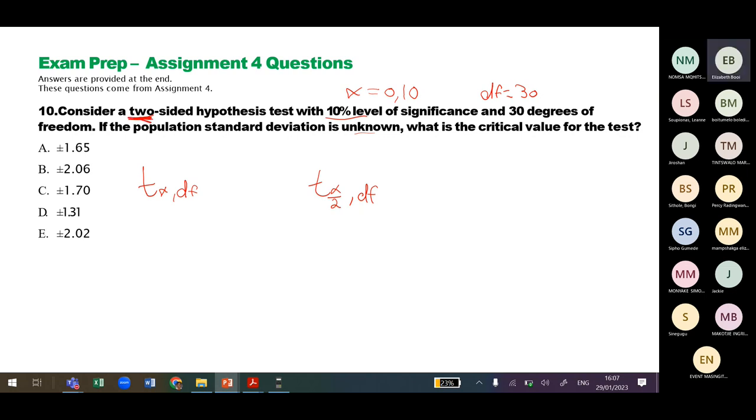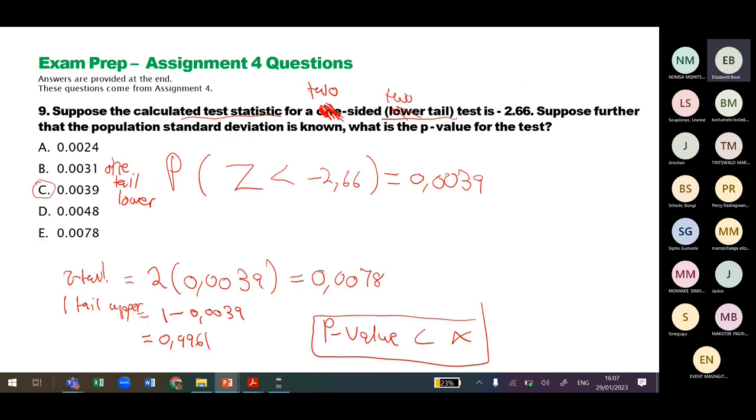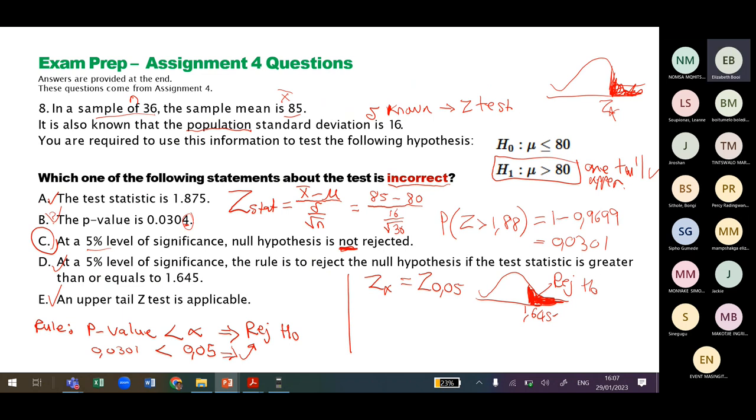We're doing a two-tail. Are we using the first one or the second one? Which formula are we going to use to find the critical value we dealt with previously in the notes? Yeah.